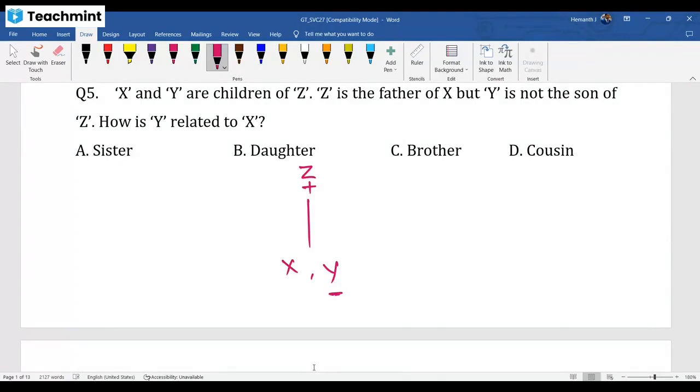How is Y related to X? These two are siblings. Both are sisters, both are brothers, or brother and sister. I don't know X's gender, but Y's gender is female, so Y is the sister to X. So like this, they are asking simple questions as well. Okay, see the next one.